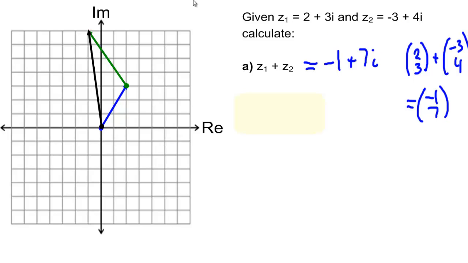So what about subtraction? What if we did z1 minus z2? So z1, again, 2 plus 3i. Let's graph 2 plus 3i.